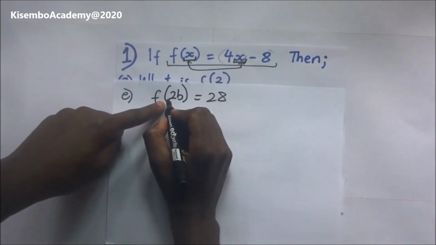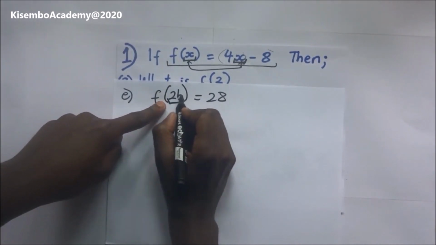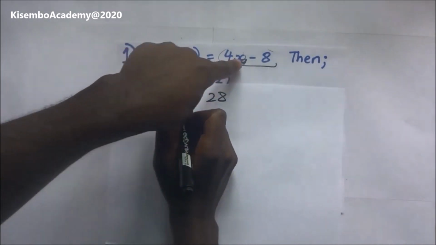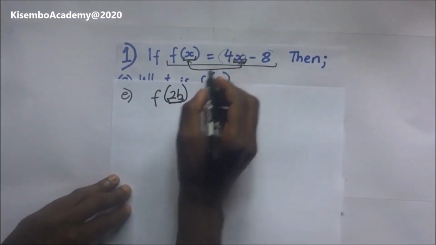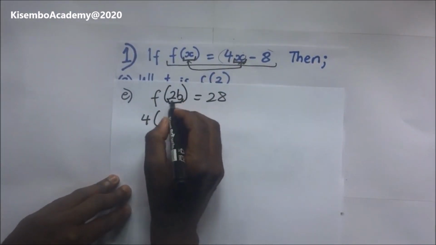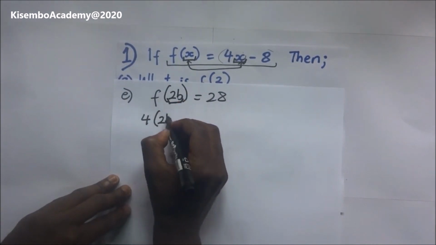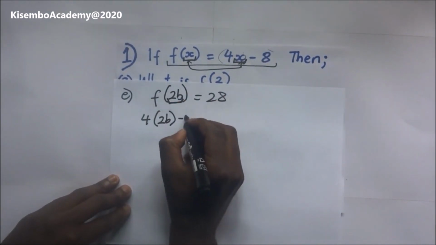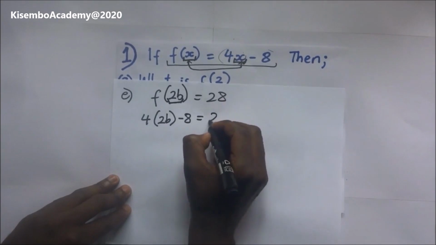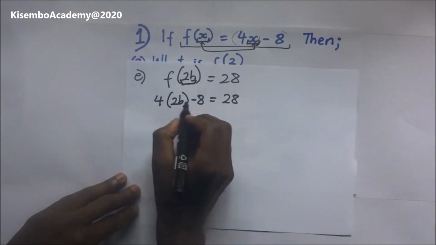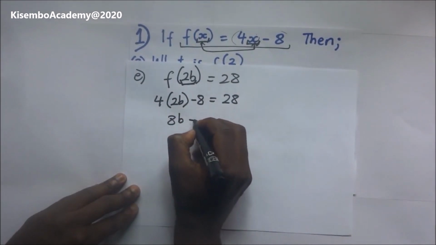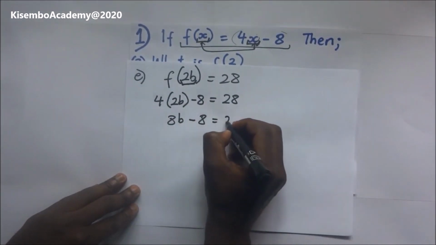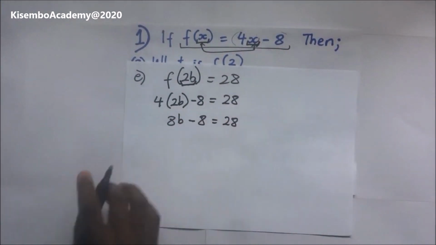Now right here, what is in the brackets, our value of x is 2b. So it means that in the place of x here we are going to put 2b. So this is going to become 4 times, in the place of brackets we put 2b, minus 8. That's going to give us 28. So we open brackets here, 4 times 2 is 8b minus 8 is equal to 28.